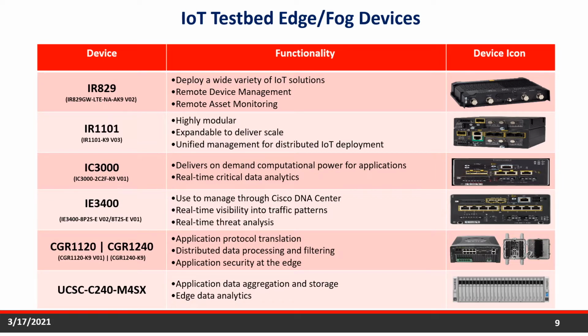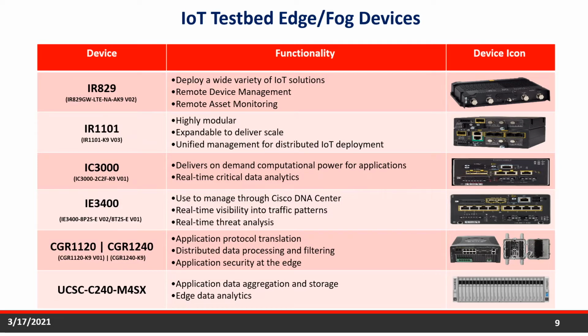Cisco Catalyst IE3400 is managed through Cisco DNA Center, which is currently in progress to be implemented in the university network. IE3400 is also used for real-time traffic pattern visibility and threat analysis. Connected grid router CGR1120, which is the indoor one, and 1240, which is the outdoor one, are used to translate application protocols. They also support distributed data processing and application security in the edge.